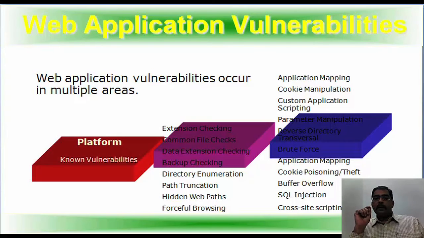Now if you see here, web application vulnerabilities occur in multiple areas. The first is platform. Known vulnerabilities are there. Then extension checking, common file checks, backup checking, directory enumeration, path truncation, hidden web paths, forceful browsing. It comes under what category? The web server. The web server itself is subjected to a variety of known vulnerabilities, all of which must be readily patched for. The right side, the blue one, is for the web applications, where application mapping, cookie manipulation, custom scripting, parameter manipulation, reverse directory traversal, brute force, cookie poisoning or cookie theft, buffer overflows, SQL injection, cross-site scripting.